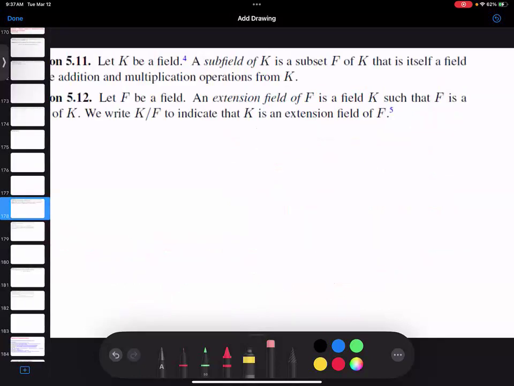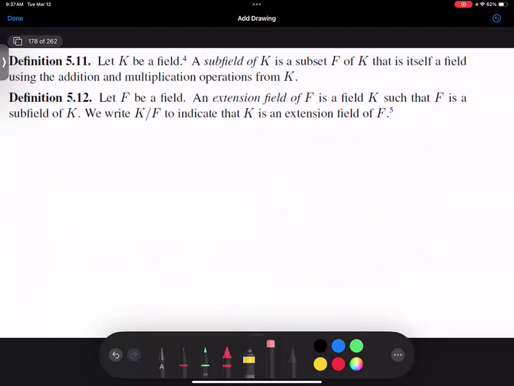Okay, so next is just continuing some more definitions. It's been a while since we've had some definitions. Let K be a field. A subfield of K is a subset F of K that is itself a field using the same rules of addition and multiplication. This should be a no-brainer definition, right? This is just like a subgroup is a group in its own right that lives inside a bigger group. A subring is a ring that lives inside a bigger ring. Can somebody give me a subfield of the field I'm thinking of?